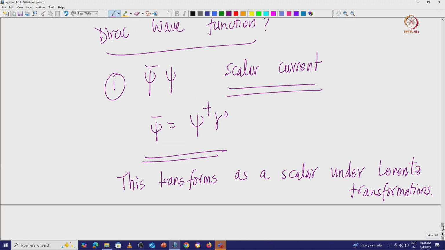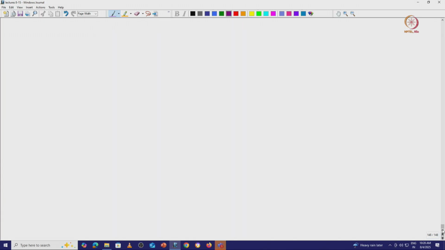Okay. The second one which we will see is a vector interaction, a vector current.